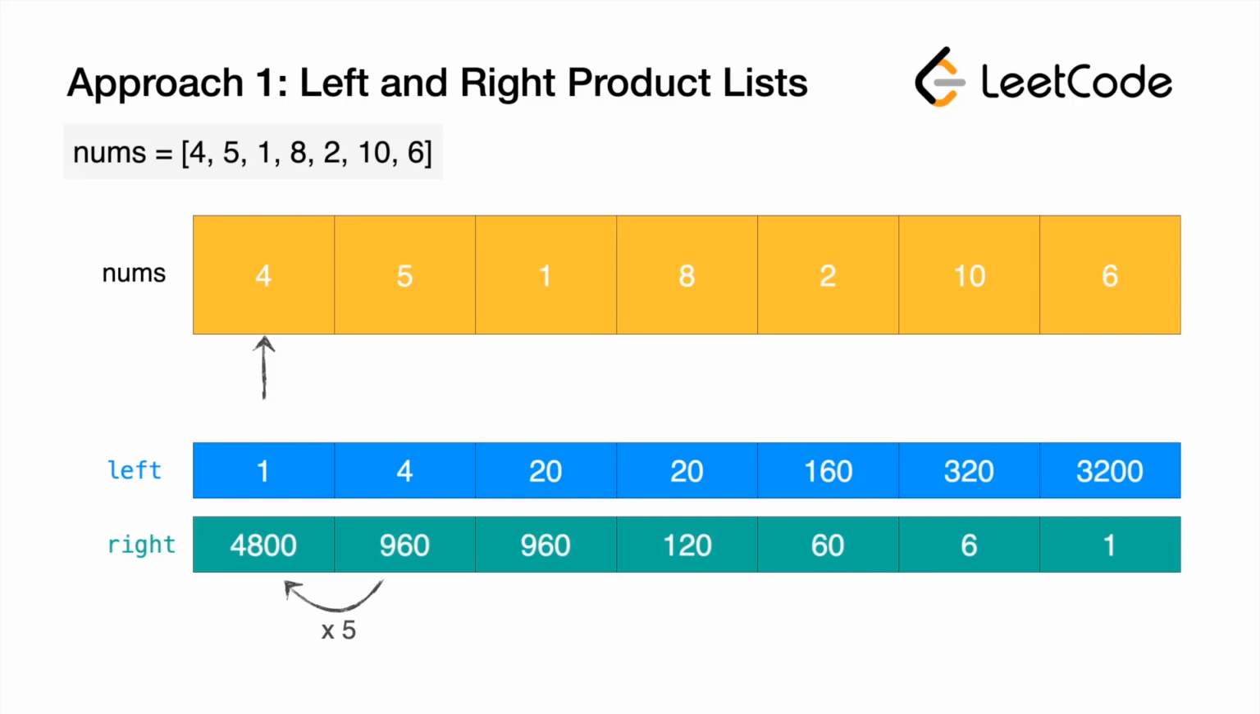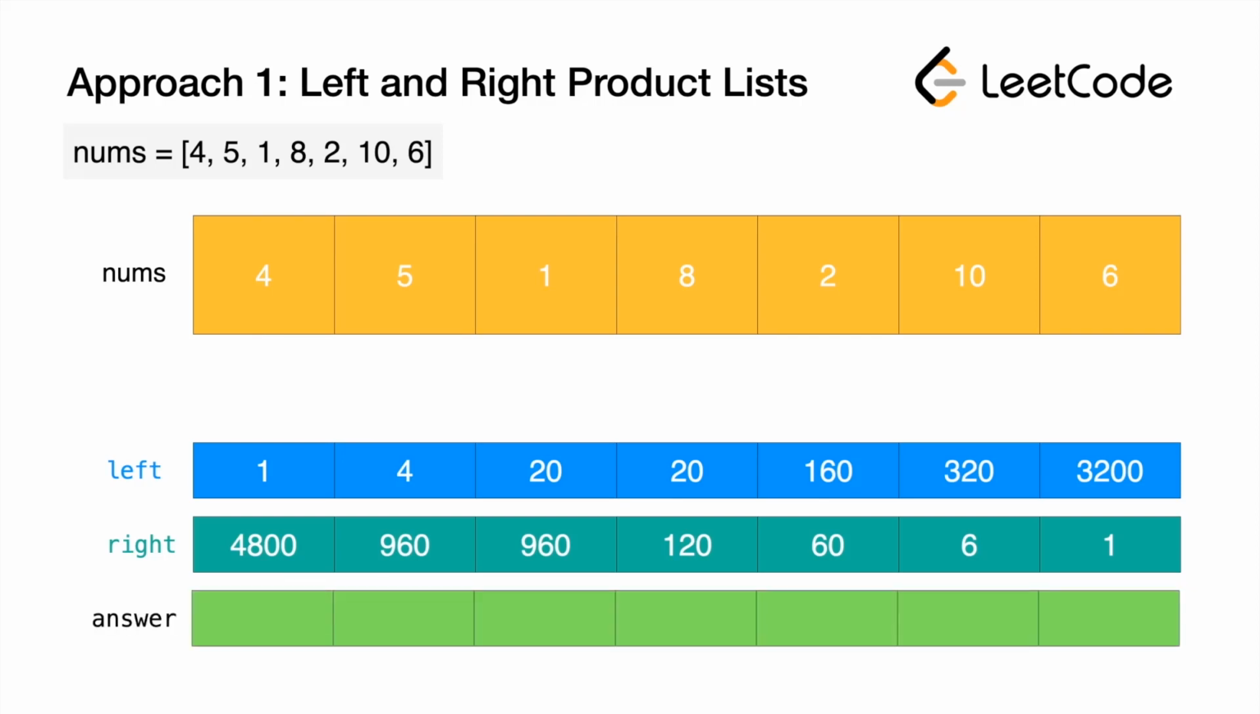Now we have obtained the prefix and the suffix product of each element by traversing the input array twice. Then we will declare an answer array, traverse and multiply the prefix and the suffix product to obtain the final result, and store the result into the answer array.